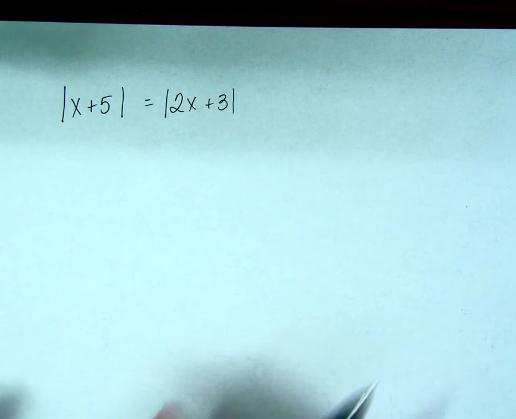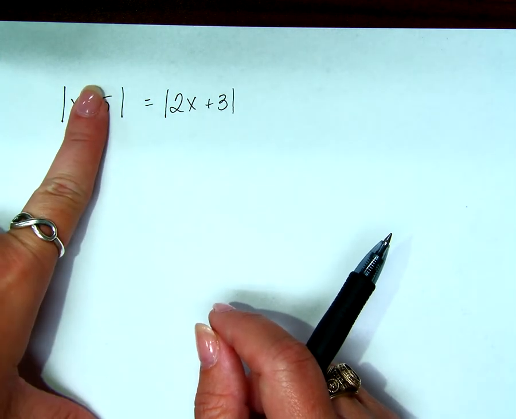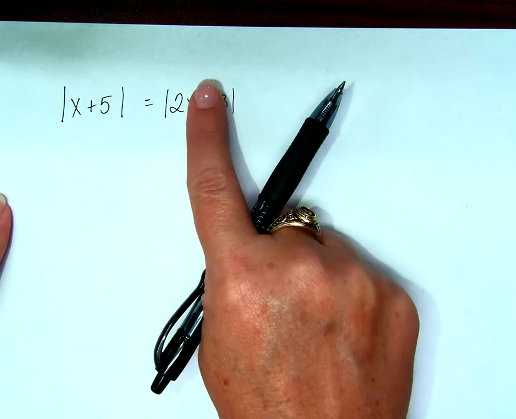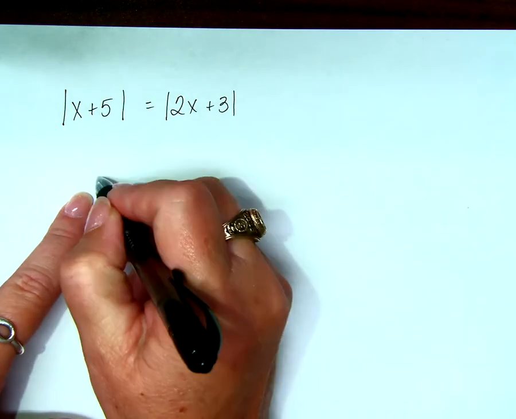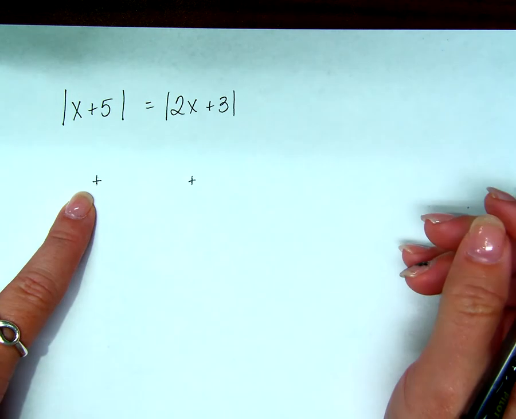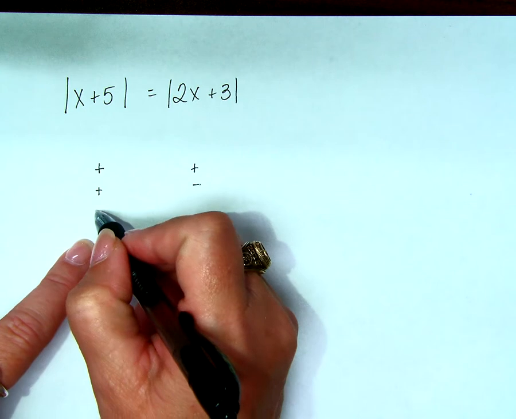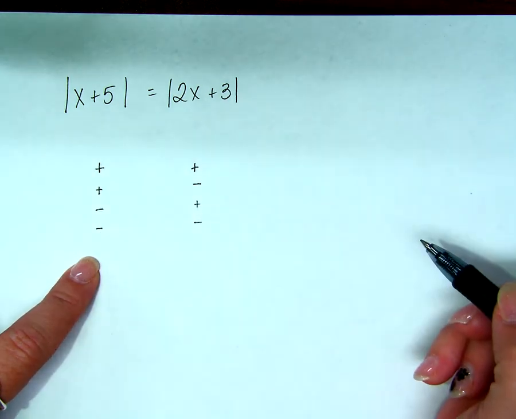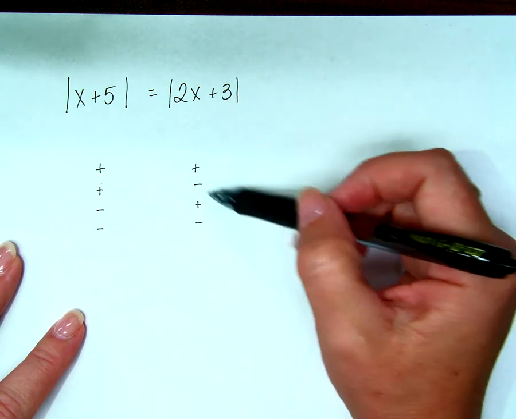What can this side be? Inside this absolute value can either be positive or negative, right? So this side could be positive and this side could be positive, correct? This side could be positive and this side could be negative. This side could be negative and this side could be positive. Or this side could be negative and this side could be negative. Is there any other choice besides that? That took care of all the possibilities, right? This side is either positive or negative. This side is either positive or negative.